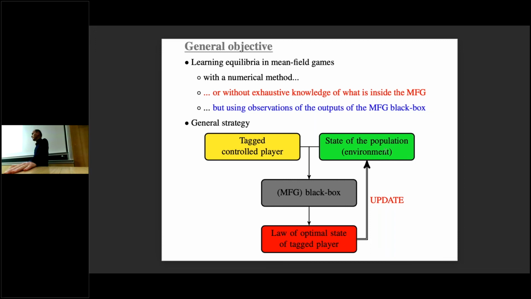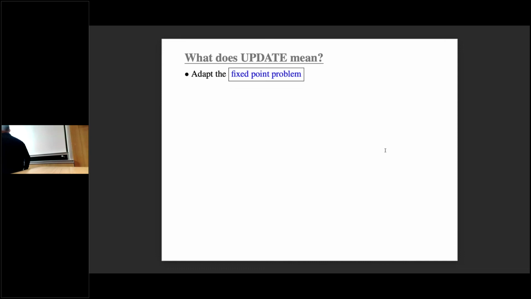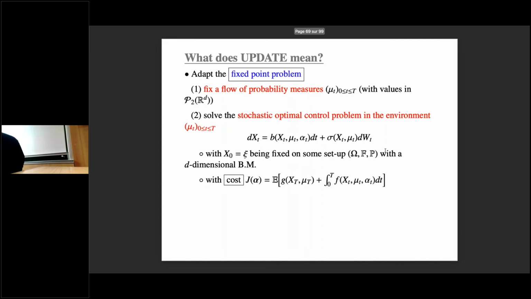So generally, you are looking for a kind of iterative procedure for approximating a solution to your mean field game. So the question is, what does update mean? So this is really the question, what do you mean by updating? So you want to find the solution of your fixed point. So I remind you of what we did yesterday. You are given your input in green. These are the same slides as yesterday. You solve the optimal control problem.